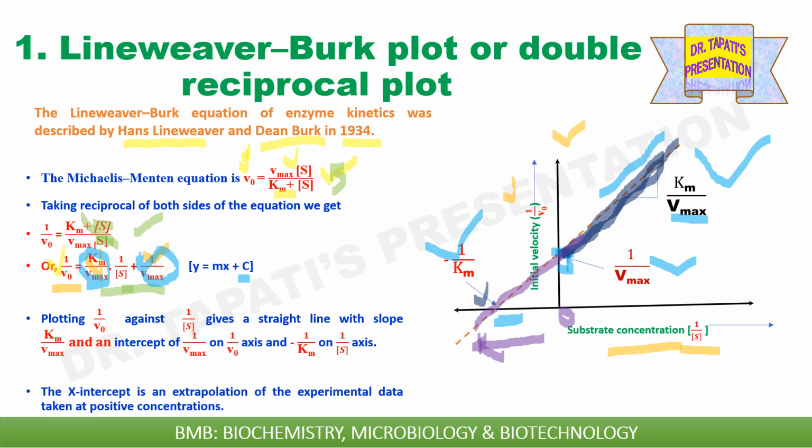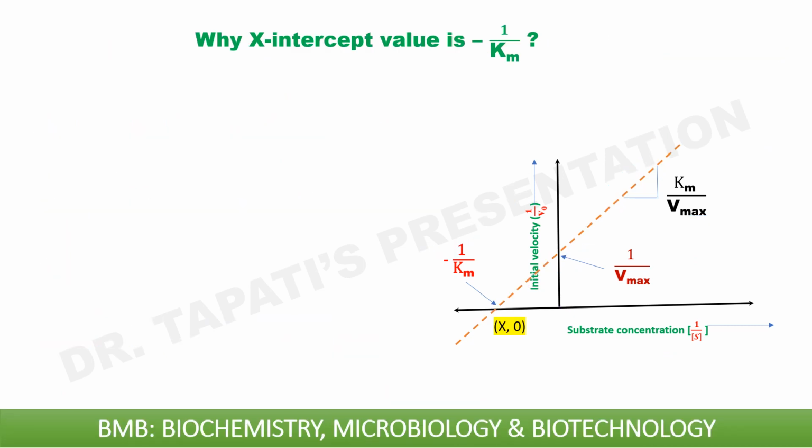So overall, this is the Lineweaver-Burk plot or double reciprocal plot. Why double reciprocal? Because on both sides we are getting the reciprocals of the Michaelis-Menten equation. So it is a double reciprocal plot. I told you that the x-intercept value is minus 1 by Km, but why is the x-intercept minus 1 by Km? Let's calculate how it comes from the Lineweaver-Burk plot.